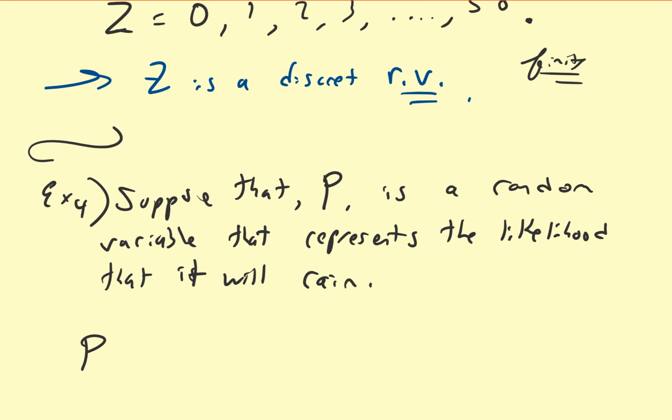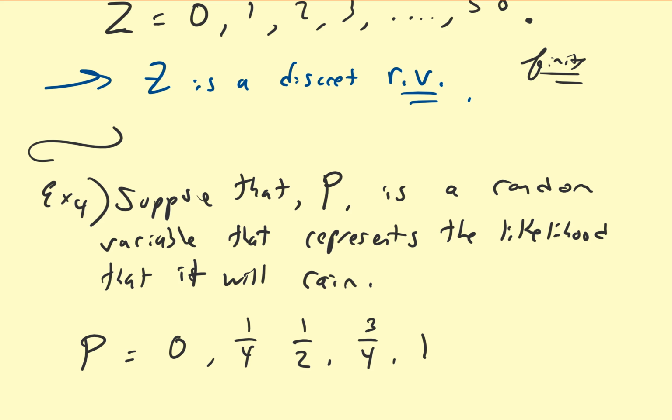So p can range from 0 to 1. So 0 means it's impossible to rain. 1 being it will rain no matter what. You could also have a 50-50 chance. You could have a 75% chance or a 25% chance, right? Now, what type of set is this? And remember, you can't go above 1 and you can't go below 0.